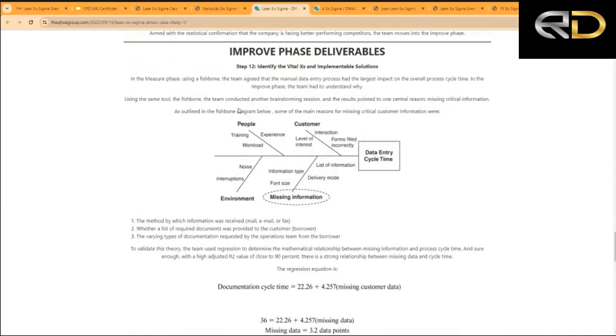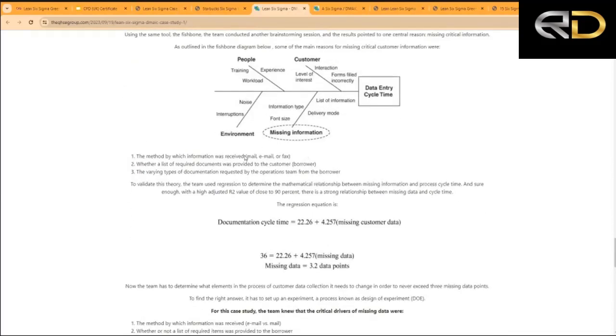After this brainstorming session, the team said these are the three things that are affecting missing information. But we need to validate the theory. So we are going to use regression to determine the mathematical relationship between missing information and process cycle time. And sure enough, with a high adjusted R2 value of close to 90%, there is indeed a strong relationship between missing data and cycle time. Documentation cycle time is the time it takes to give out the credit card or loan, and this is the regression equation. You can see that a missing data of 3.2 results in documentation delay time.